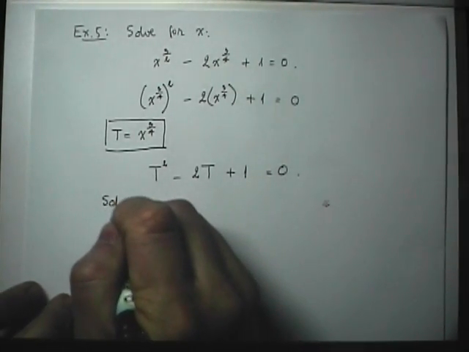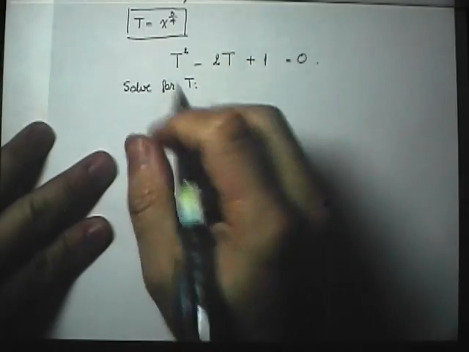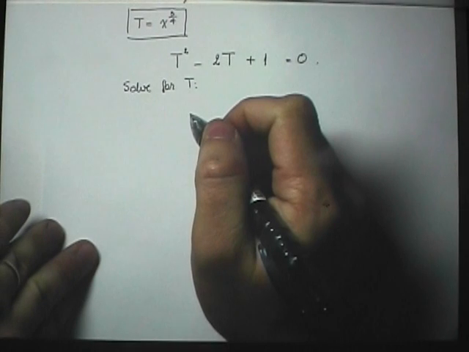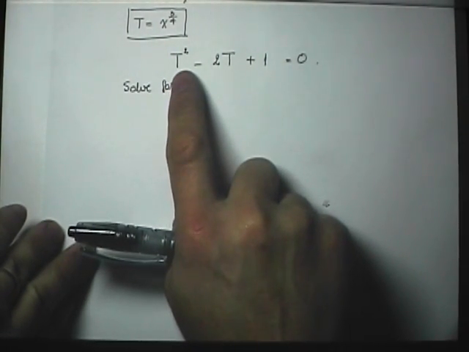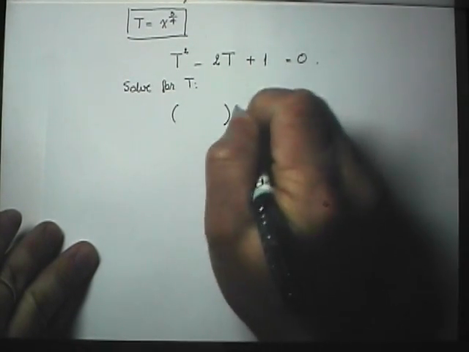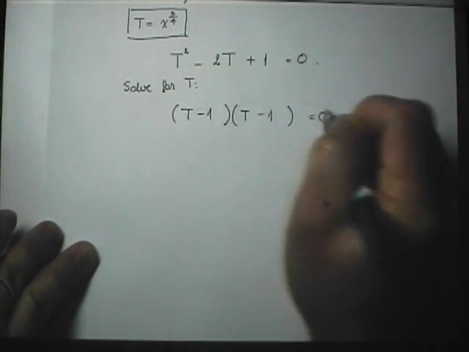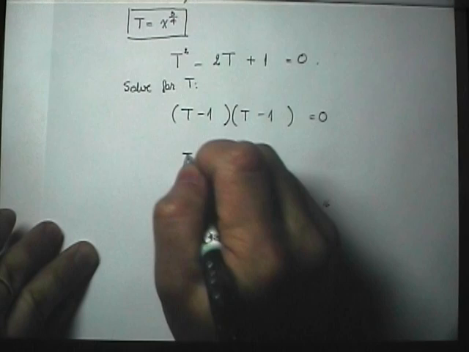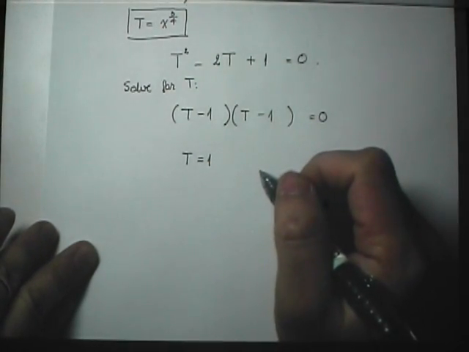And let's switch direction momentarily. So we're solving for t. Keep that in mind. Now with this current equation, what I can see is using the square of the difference identity, or you can just simply factor. That turns out to be t minus 1 and t minus 1 equals 0. And so I'm going to end up with precisely t equals 1 for the solutions of t.